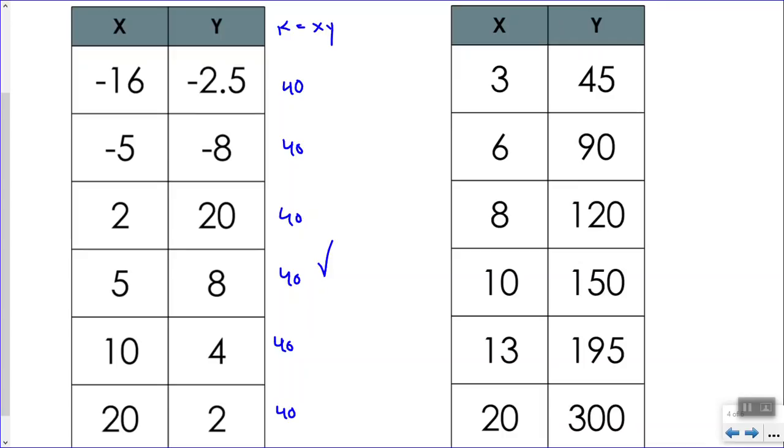If we take a look at our next table, here we get 135, then we have 540, and as soon as I have two that are different, I can say that this is not going to represent an inverse variation.